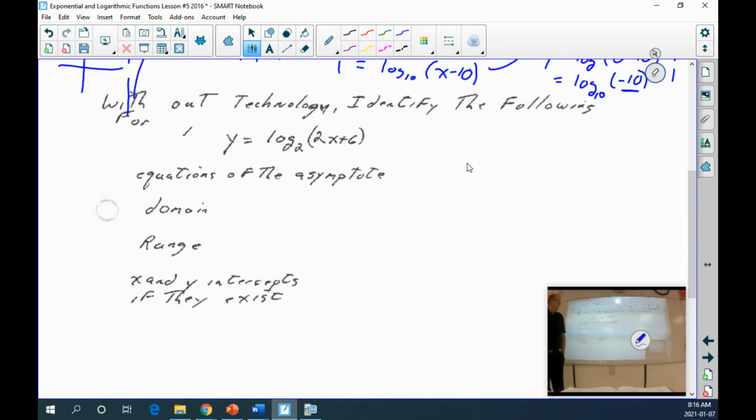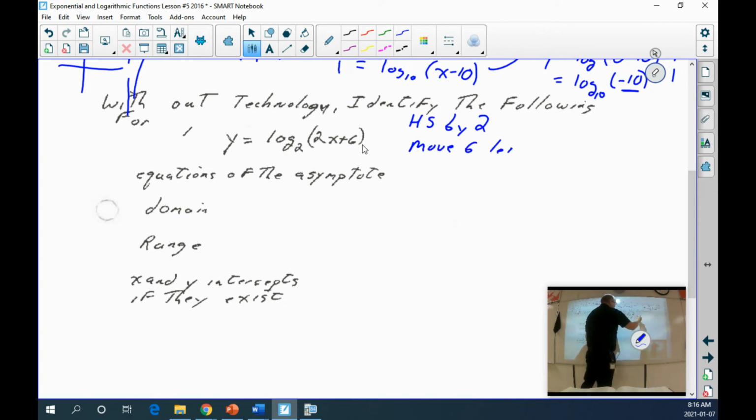Okay. Now, this one here, we want to go ahead and say, okay, we have a horizontal stretch by 2 and a move 6 left. We would be wrong.